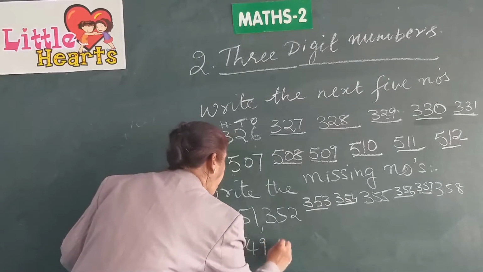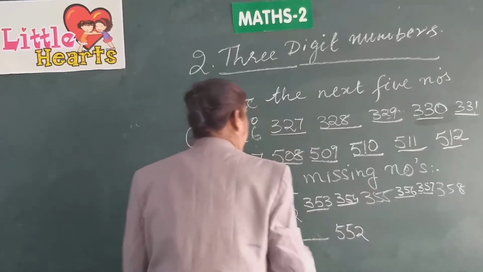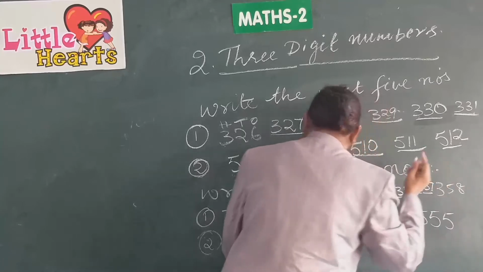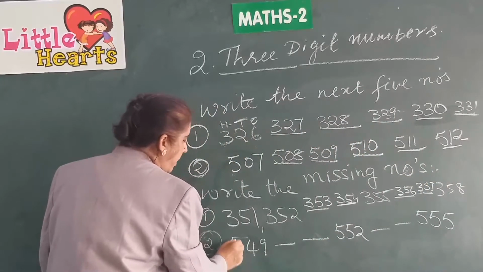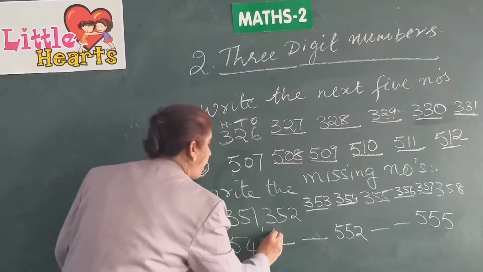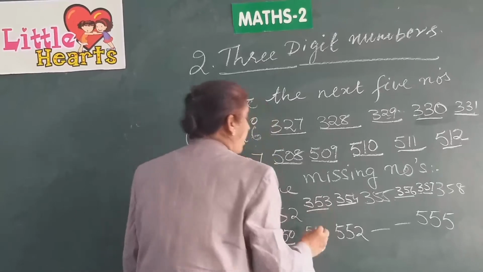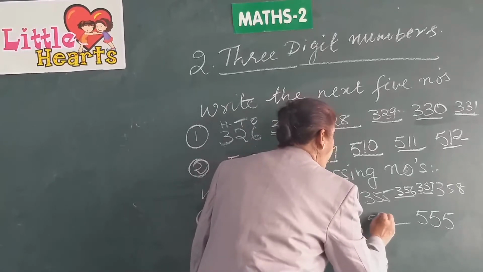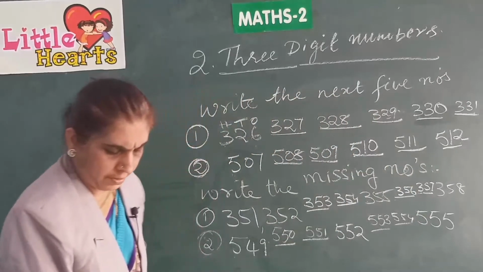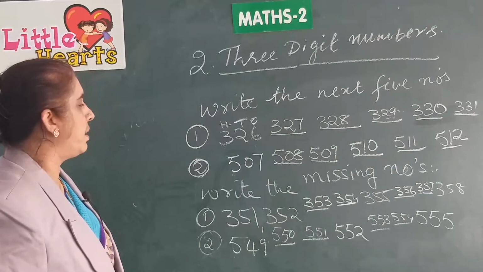Five hundred and 49. How do you read this number? 5 is in the hundreds place. 4 and 9 together 49. 549, 550, 551, 552, 553, 554. So, you should be able to write the missing numbers like this.